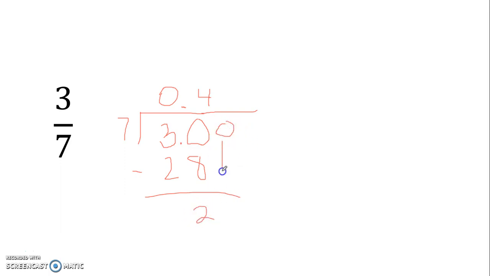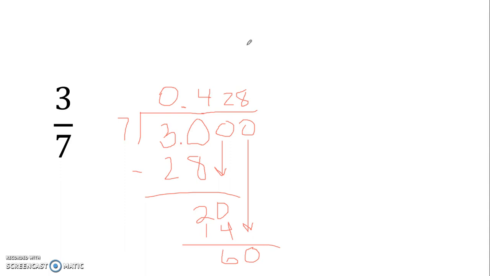We gotta add the 0 and bring that down. How many times does 7 go into 20? We know that it goes in 2 times, and we get 14. 20 minus 14 is 6. Add a 0, bring it down. How many times does 7 go into 60? Well, we know that it goes in 8 times, because 8 times 7 is 56. We're just going to stop there. It's just going to keep going, okay?